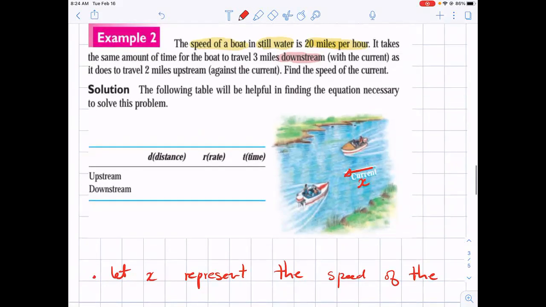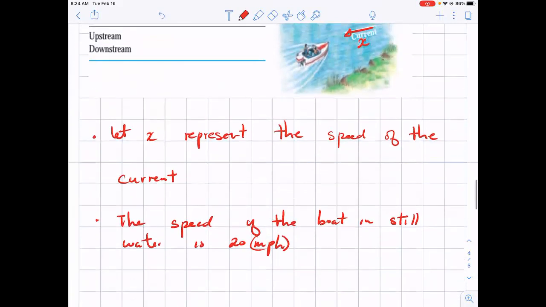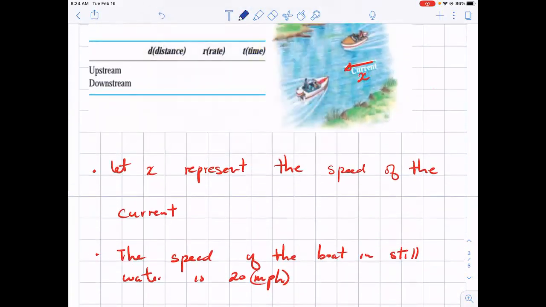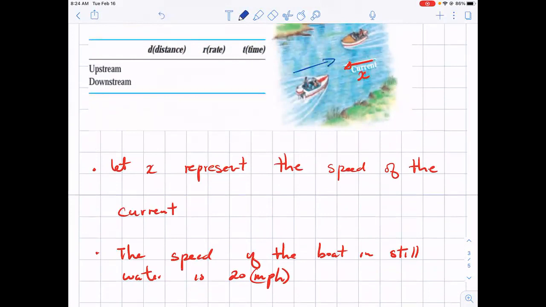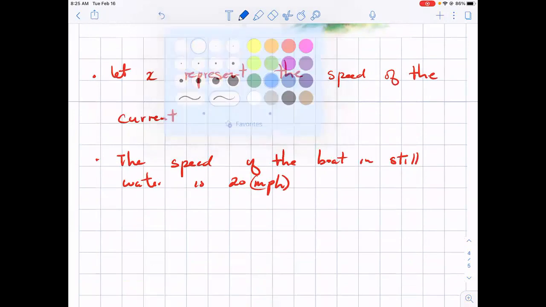Now, if you're traveling upstream, it means that you are traveling against the current, okay? So that tells me that, because if you're traveling upstream, it means you're traveling this way. That's upstream. So you're going against the current. The speed of the current is x. And we know the speed of the boat is 20.